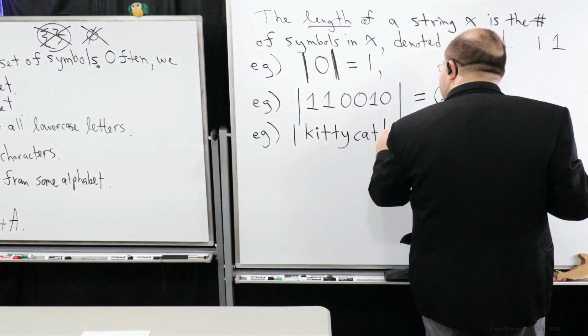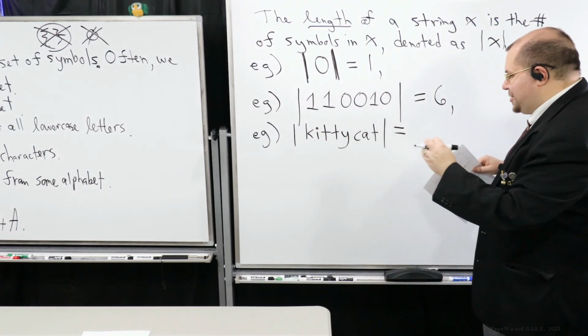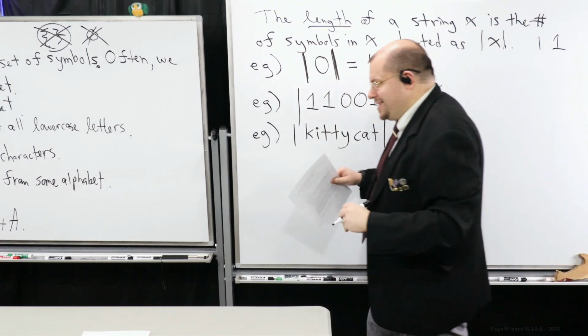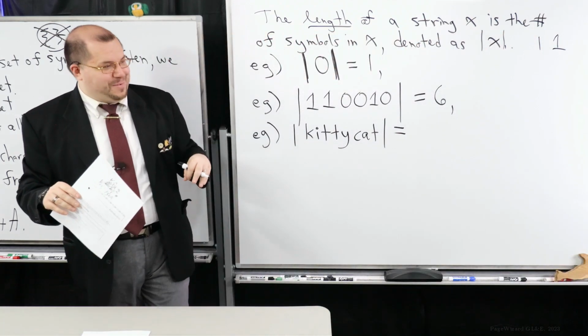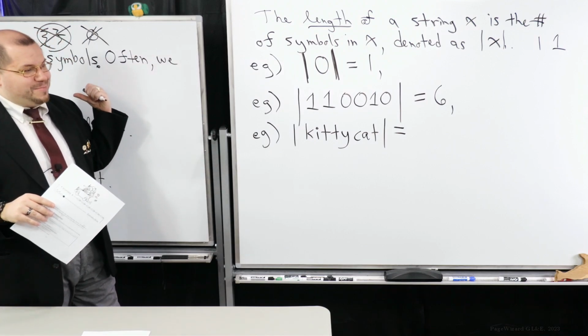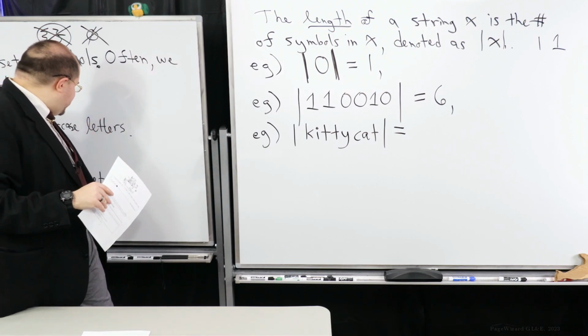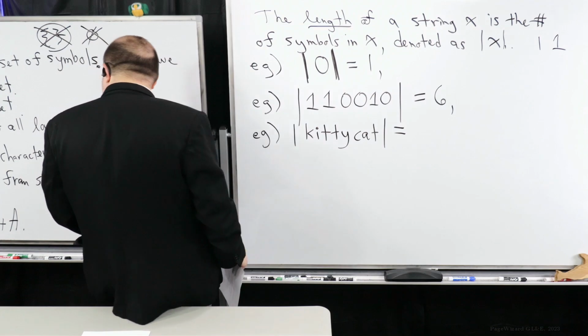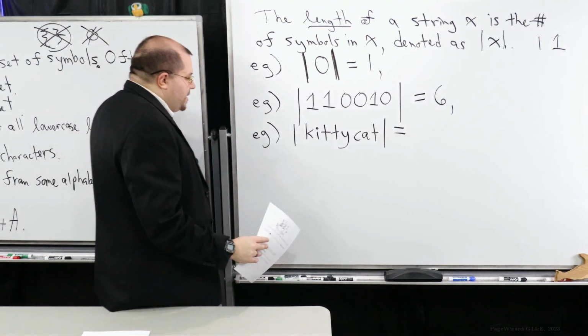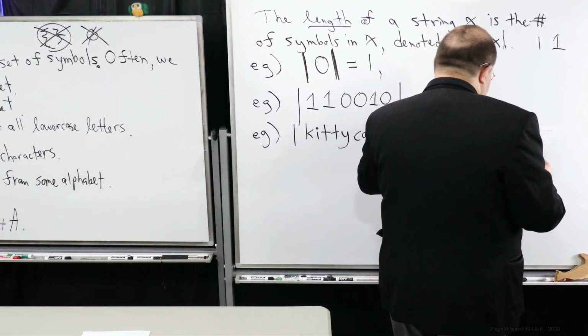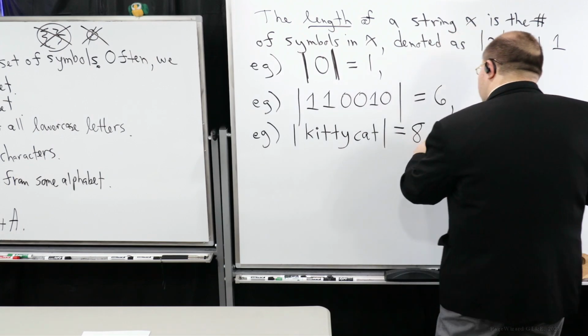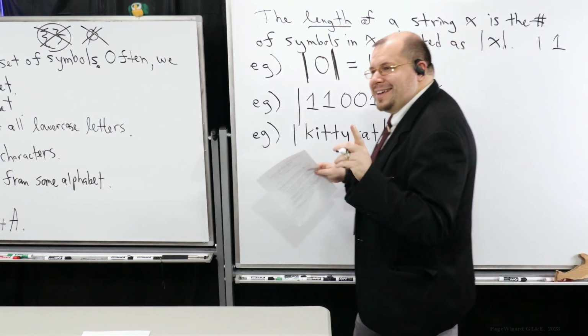So what's the length of kitty cat here? And remember, there are no spaces or anything. Because remember, a space could technically be a symbol, at least if we're using ASCII. But remember, my example, I used the alphabet A. Yeah. Very nice, very nice.